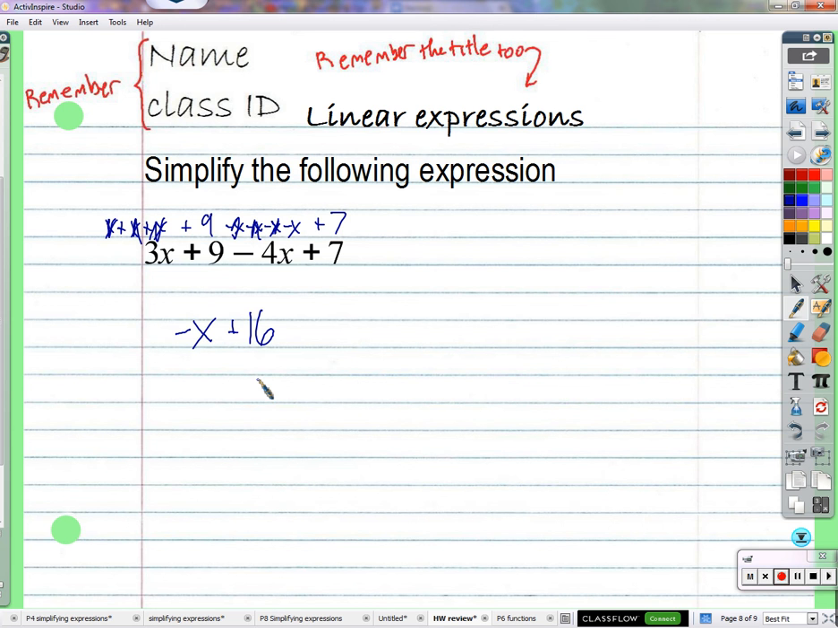Question about this? Please ask. Yes. Well, so what I did was I did 3x minus 4x, and then plus 9, plus 7. And for 3x minus 4x, I got negative 1. Yeah, that's the same thing. Negative x, negative 1x, same thing. Negative x, negative 1x, plus 16.